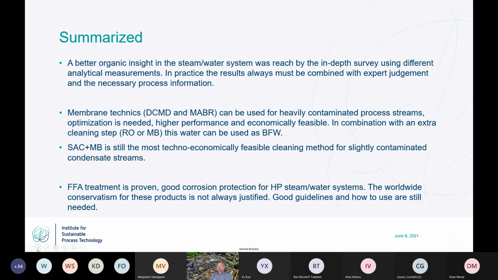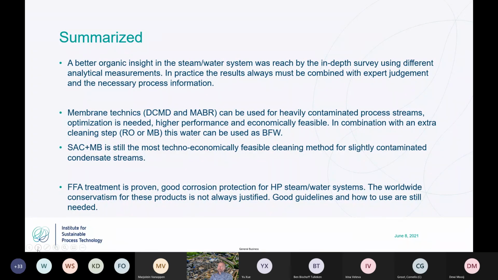Based on the membrane techniques, you can use them, and there is progress inside. In the future, this will be a better technique to maybe clean heavily contaminated process streams. But I think in the future you always need an extra cleaning step for the water coming out of these membrane distillations. Strong acid cation plus mixed bed is still the best economically feasible cleaning method for these slightly contaminated condensate streams.